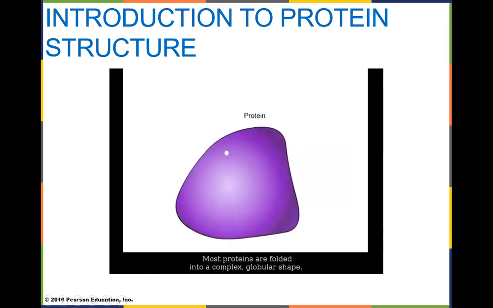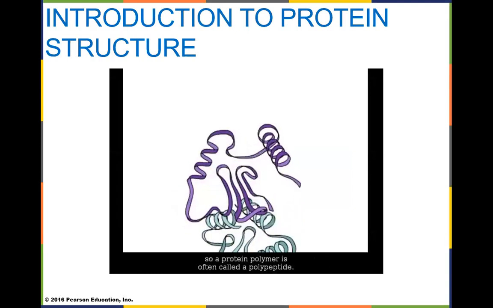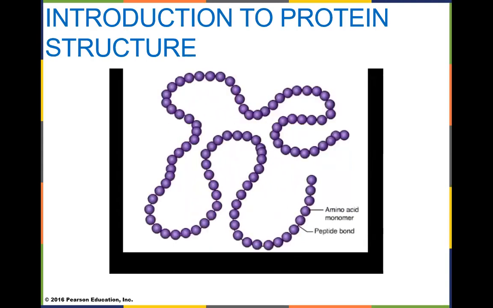Proteins are folded into a complex globular shape. Each protein molecule consists of one or more chains of amino acid monomers. The amino acids are linked by peptide bonds, so a protein polymer is often called a polypeptide. Because they are so complicated, proteins are usually described in terms of 4 levels of structure.